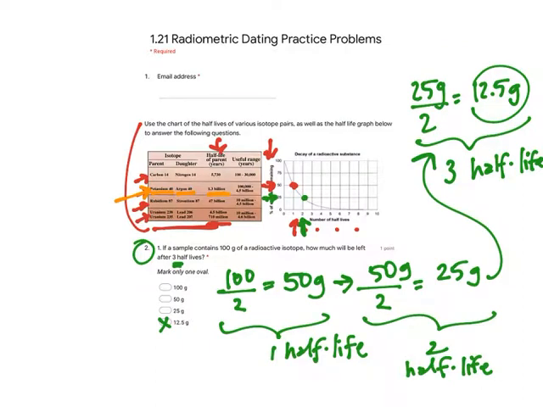So if we know that 3 half-lives have passed and we're working with potassium, again, potassium-40 has a half-life of 1.3 billion years, and that's only 1 half-life. So we need to multiply this half-life by 3.